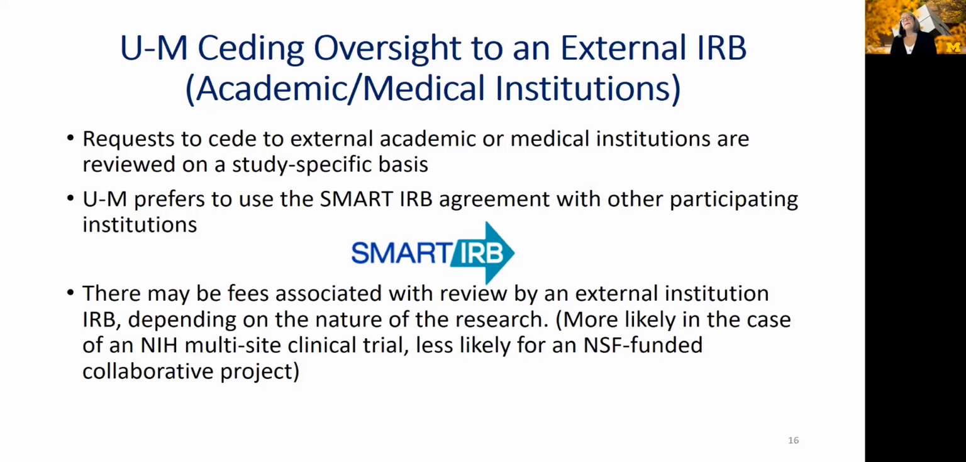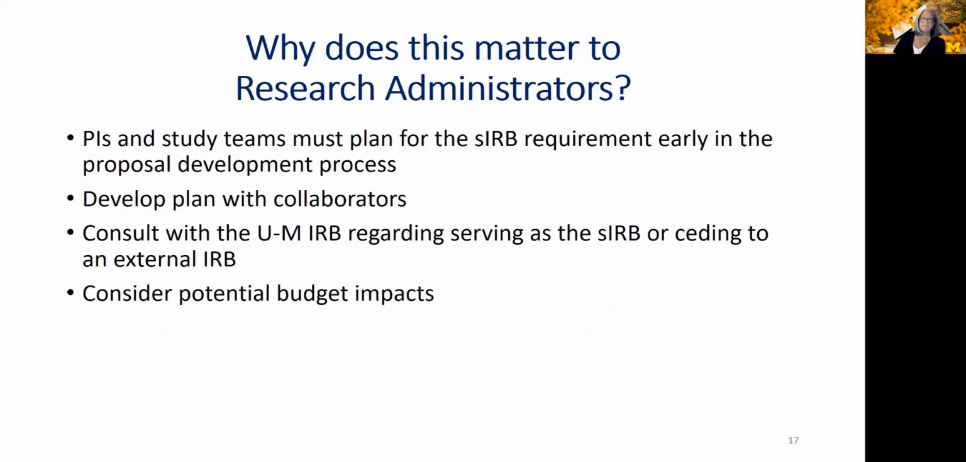On our side, for example, with NSF collaborations, typically we're talking about only a couple of institutions, and the level of review, most of the research is minimal risk, whereas an NIH multi-site clinical trial could involve many sites, more than minimal risk research, and a much more complex level of review. So why does this matter to research administrators, since much of this is happening after a study team receives their grant?